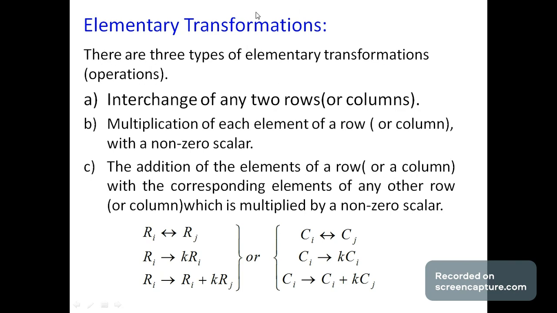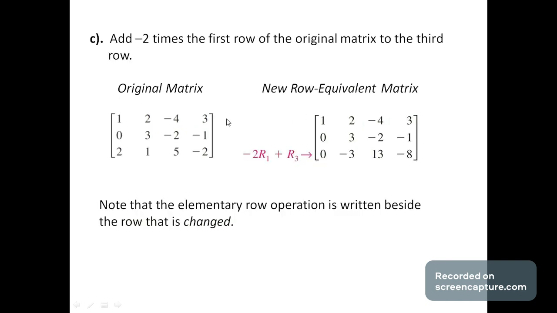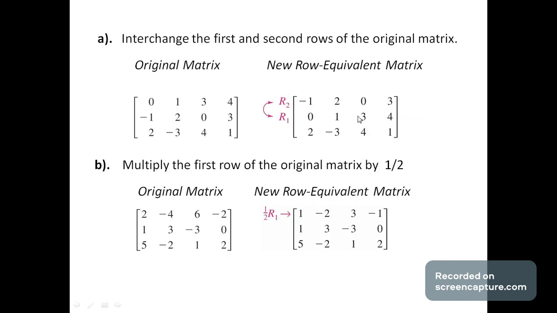Now we will go to the rank of a matrix. Interchange the first and second rows of a matrix. This is the original matrix, with rows R1, R2, R3. Now R2 is replaced by R1 and R1 is replaced by R2. So minus 1, 2, 0, 3 and 0, 1, 3, 4 is placed as the second row. So 2, minus 3, 4, 1: the same elements are laid in the third row.